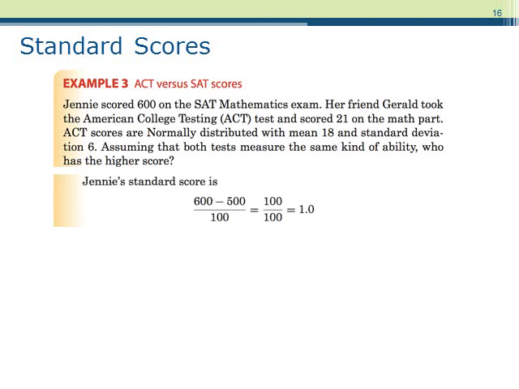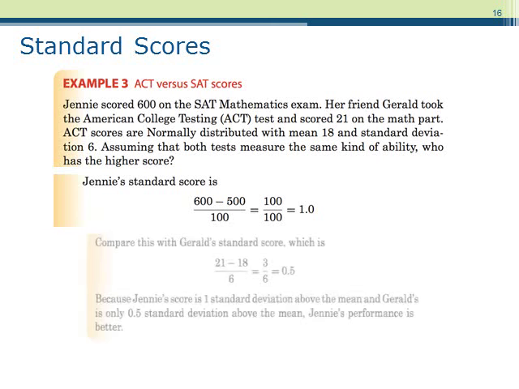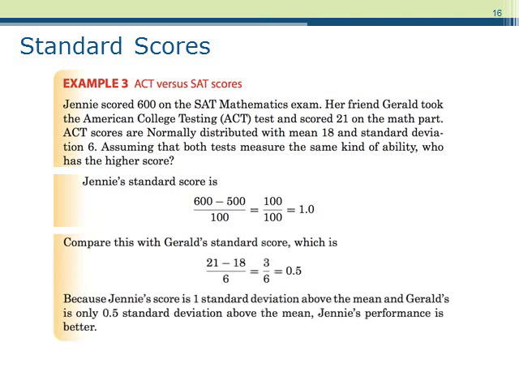We'll answer this question by comparing the students' standard scores. So Jenny's standard score is 1.0. This is found by taking her score, 600, subtracting off the mean, which is 500, and then dividing by the standard deviation, which is 100. Jenny's score is exactly one standard deviation above the mean. For Gerald's standard score, we get a value of 0.5. This again is found by taking Gerald's score minus the mean divided by the standard deviation. Because Jenny's score is one standard deviation above the mean, and Gerald's is only 0.5 standard deviations above the mean, Jenny's performance is better.